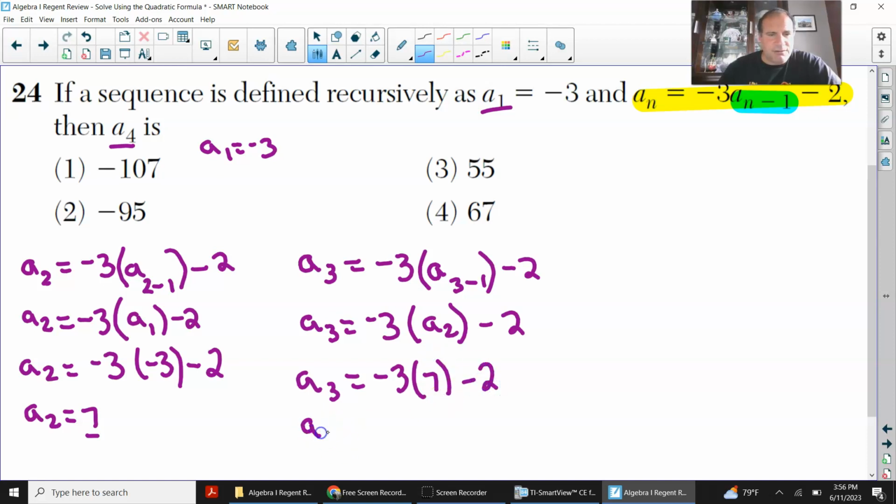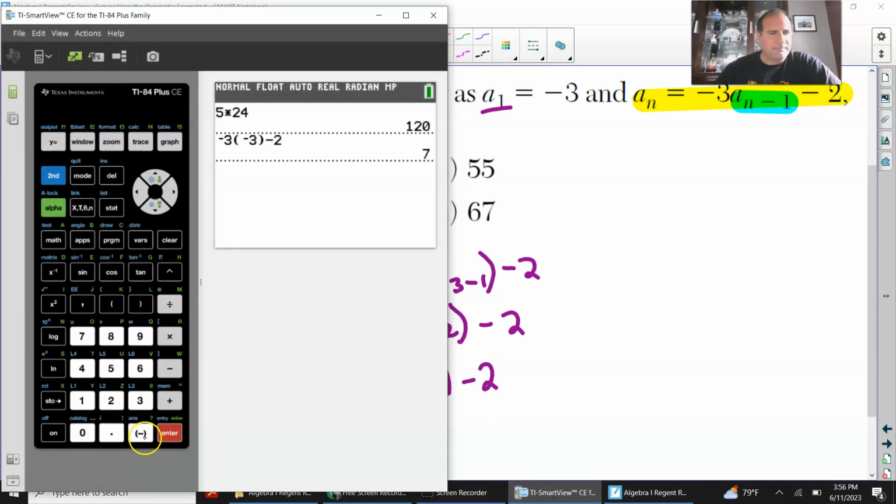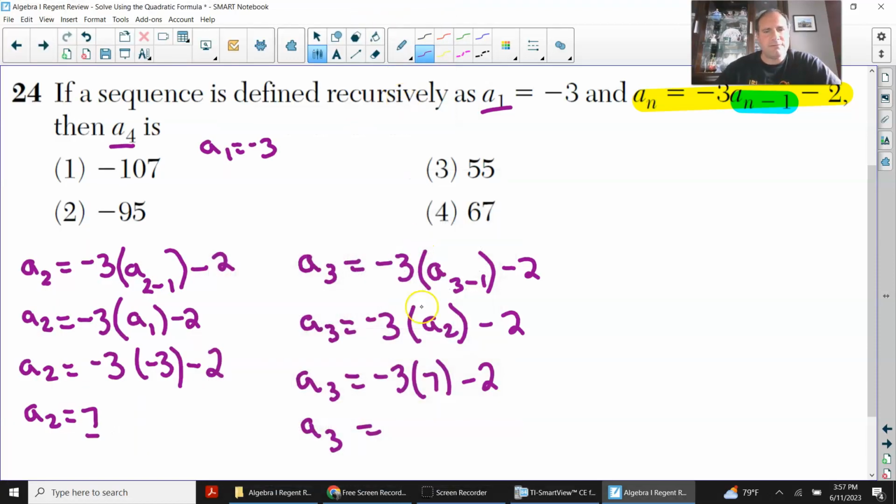Now you can put this into your calculator. You would get negative 3 times 7 is negative 21, minus 2 is negative 23. All right, so let's just check it out though. Negative 3 times 7, and then minus 2. You don't want to leave anything to chance. It is negative 23, and we're going to put that down. That's a sub 3. One more term, and we got our answer.